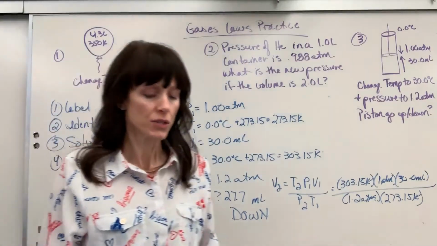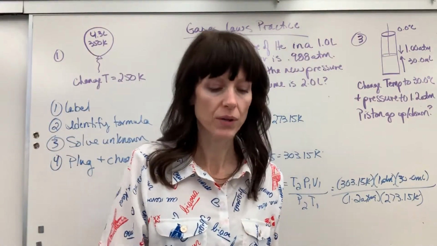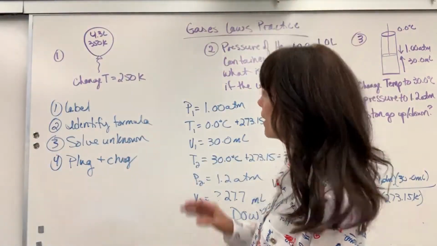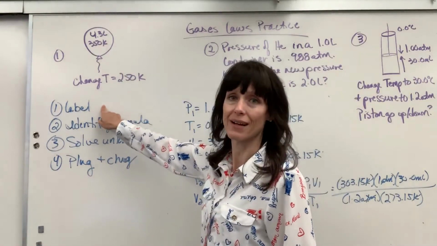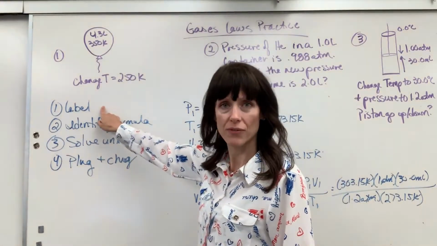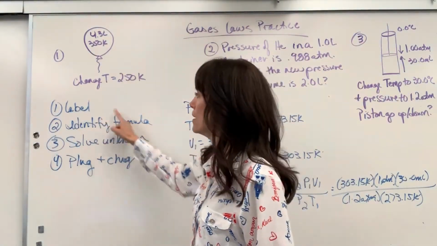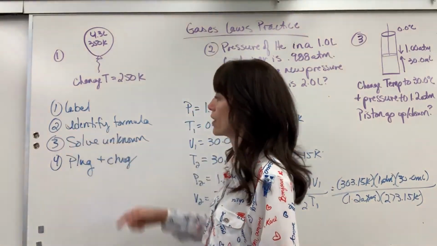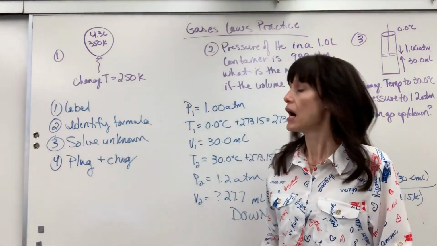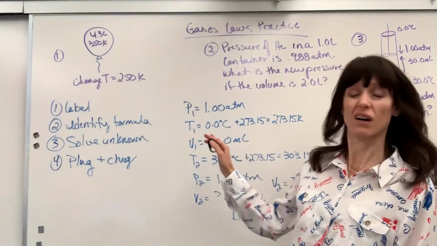Okay, good. So some good practice for you. Main thing, honestly, I think it sits right there. Label what you're given, label what they want, and from there, you can figure out which formula, solve for unknown, and plug and check.